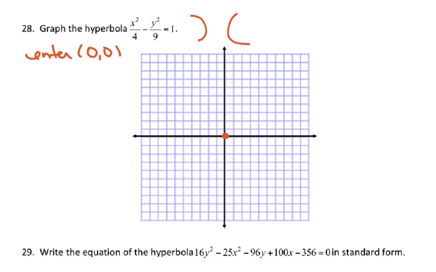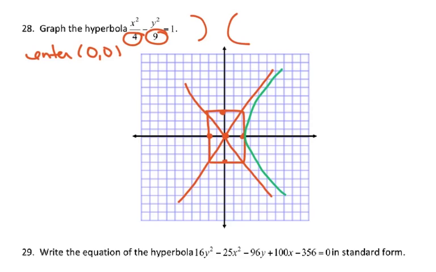So the vertices are to the left and right of center. How far? Take the square root of this. They're going to be 2 to the left, 2 to the right. Well, then you're going to take the square root of this and put a point 3 units above and a point 3 units below center, and you're going to make yourself a box. The diagonals of that box are the asymptotes of your hyperbola. So the hyperbola will look like this.